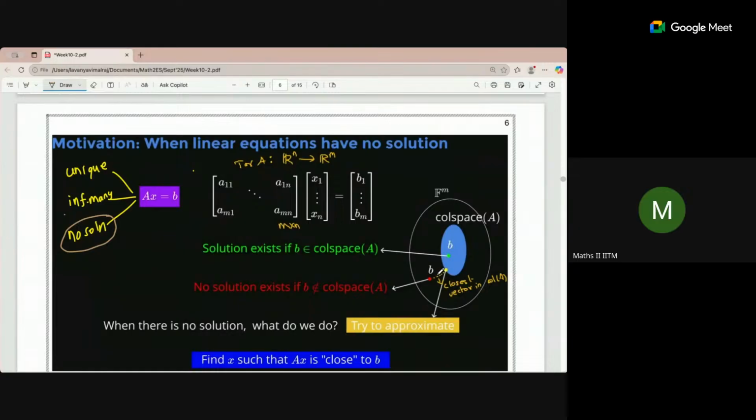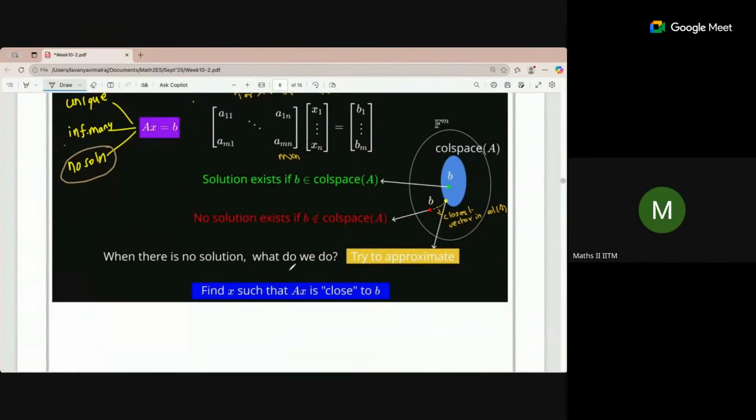Now what I am going to do is see what is the vector which is closest to b in the column space. What is the vector which is closest to this vector b in the column space? If I take a vector in the column space, I know that there is a solution, so I can have an approximate solution. So when there is no solution, we try to approximate: find x such that Ax is close to b.